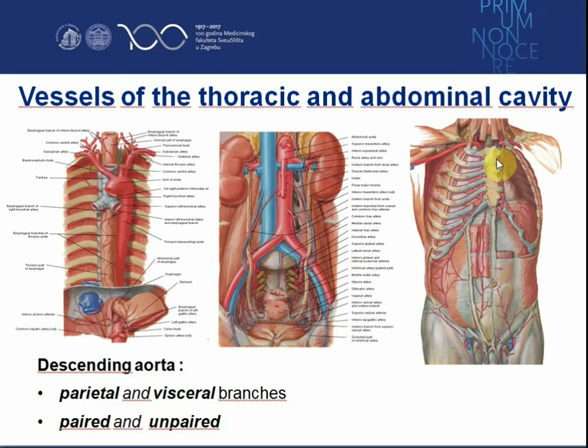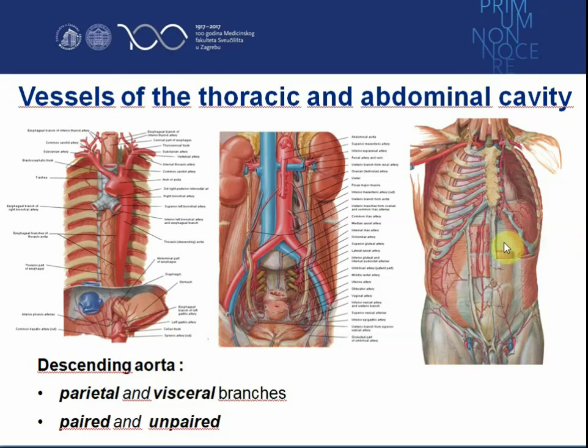The anterior thoracic wall, pericardium, and part of the anterior abdominal wall as well is supplied by the internal thoracic artery, which is a branch of the subclavian artery, and the lower part of the abdominal cavity is mostly supplied by the branches of the external and internal iliac arteries and the femoral artery.